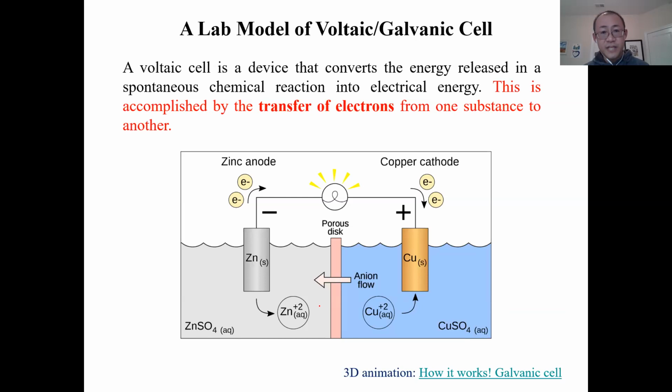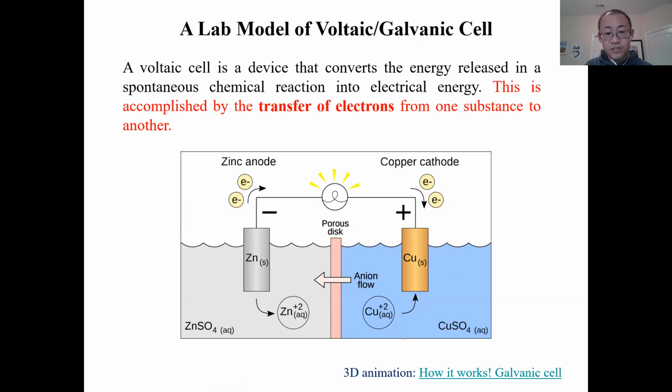Okay, a cell is a direct device that converts the energy released in a chemical reaction into electric energy. And how do we convert a chemistry reaction into electric energy? This process is realized by the transfer of electrons. Remember, if you want electricity, you need electron movement, and that is realized by the transfer of electrons in our chemical reactions, from one substance to another.